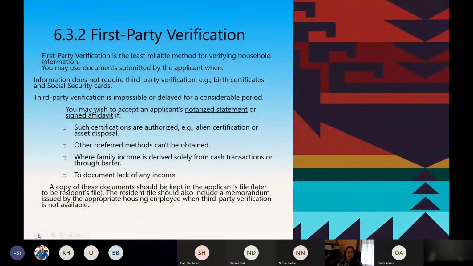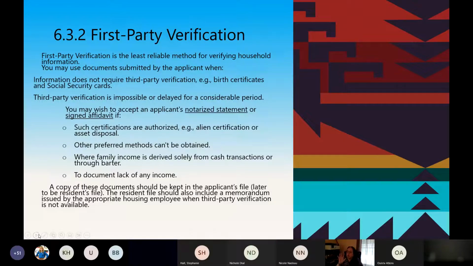So first party verification is the least reliable for verifying household information. You may use documents submitted by the applicant when the information does not require third-party verification: birth certificates, Social Security cards, tribal ID. When third-party verification is impossible or delayed for a considerable period of time, you can use notarized statements and signed affidavits, okay?